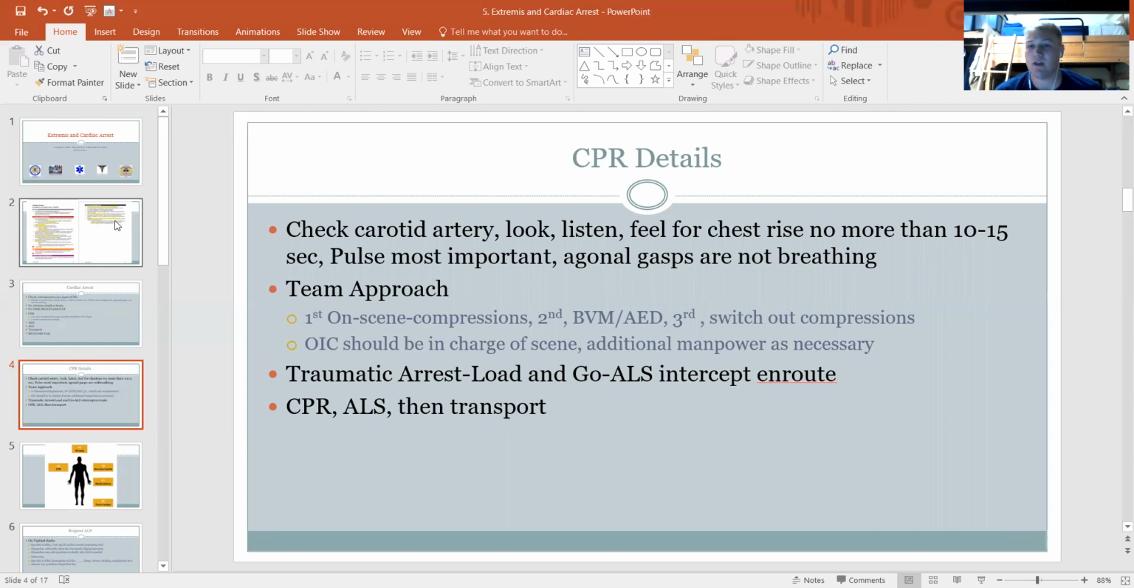The OIC or crew chief, whoever the senior member is, should be in charge of the scene. Basically, their job is to make the call for ALS, manage the scene, make sure nobody interferes, and if they need additional resources or manpower, to request them. For traumatic arrest, load and go, and then do an ALS intercept en route. General processing will be CPR, ALS, and transport.